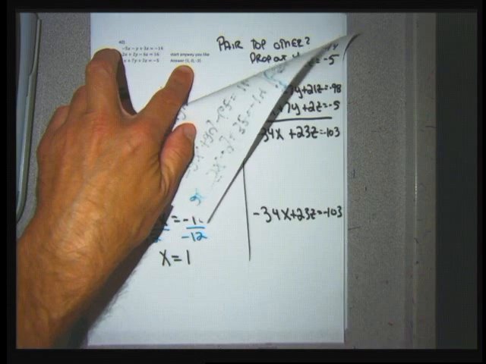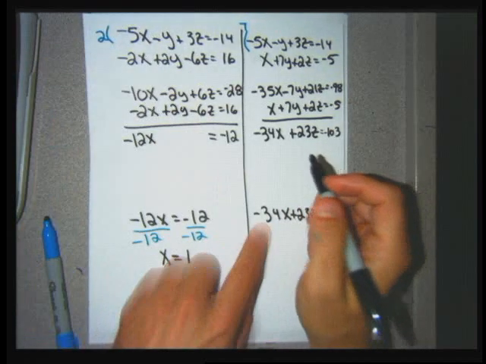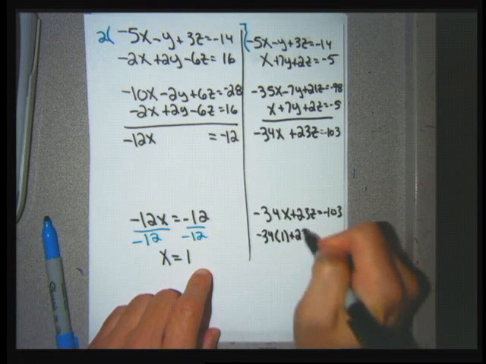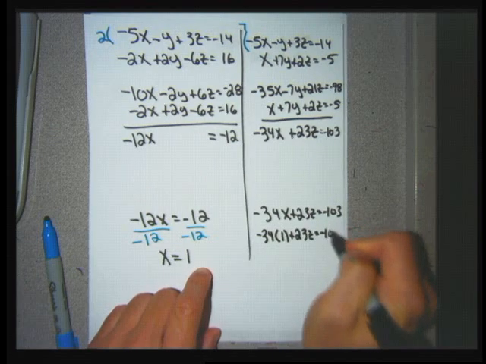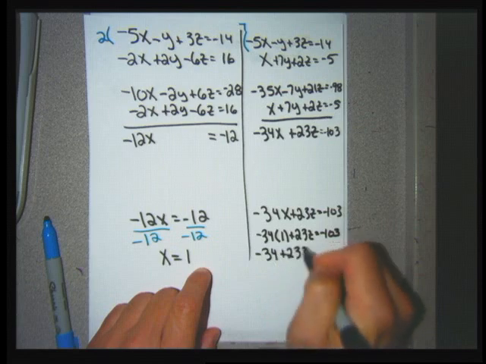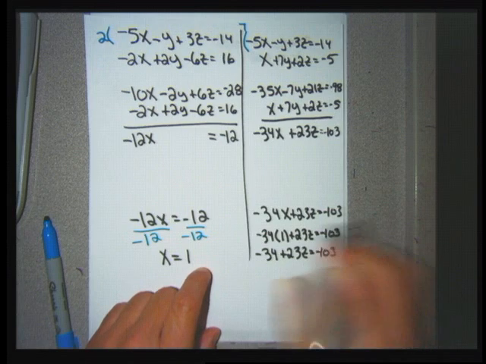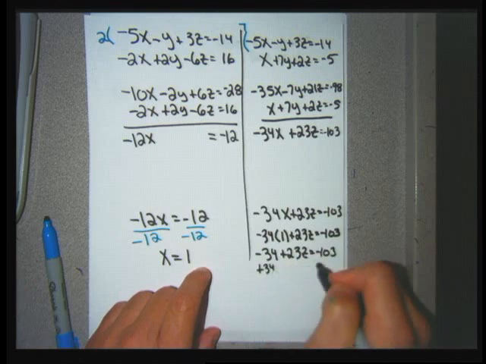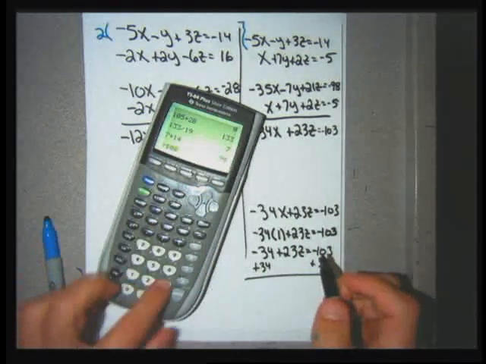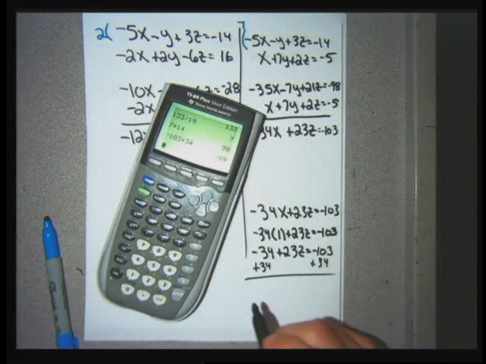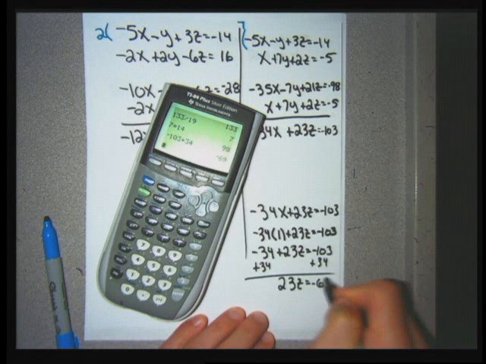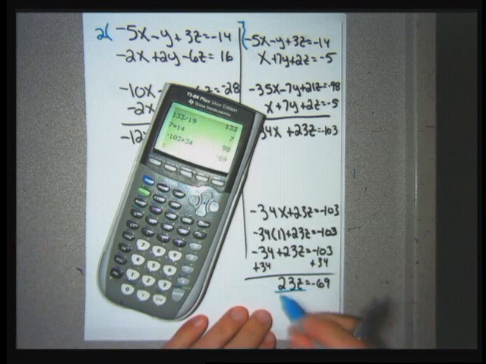So I'm going to use this 1 for x and go negative 34 times 1 plus 23z equals negative 103. This gives me negative 34 plus 23z equals negative 103. I'm going to add 34 to both sides. Negative 103 plus 34, not that you probably could see that, but I get negative 69. So this gives me 23z equals negative 69. Now I'm going to divide both sides by 23.